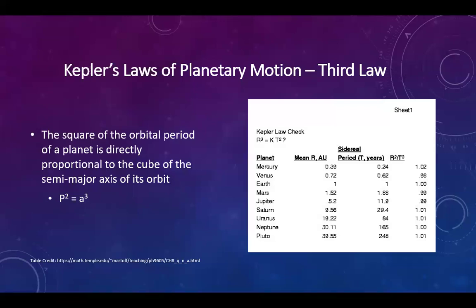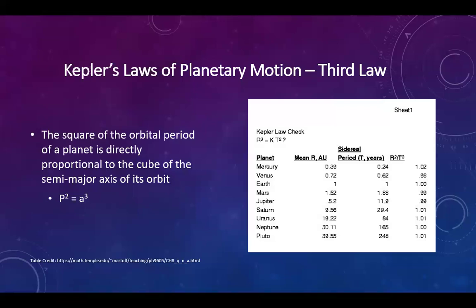So if you measure the period in years and the semi-major axis, that's just the average distance from the sun. It's half the major axis. So if you take the long distance across the orbit, cut it in half, that gives you the average distance to the sun. And that in astronomical units, period squared will equal semi-major axis cubed.